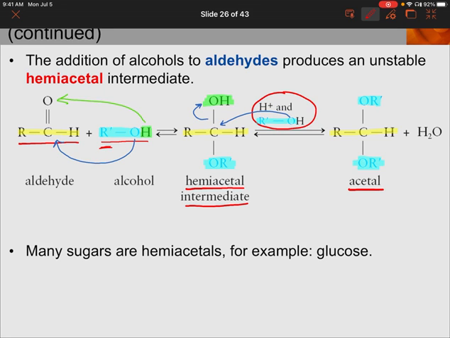Now, many sugars are actually hemiacetals. For example, glucose, which we've talked about before. The reason that we care about this reaction is it's really important in carbohydrate chemistry, or sugar chemistry, and we do consume a lot of sugar, so we have to know how these things interact with each other. Many sugars do contain an aldehyde or a ketone on the end of the molecule, so that's why we're focused on these reactions right now. But we'll learn more about sugars later on.